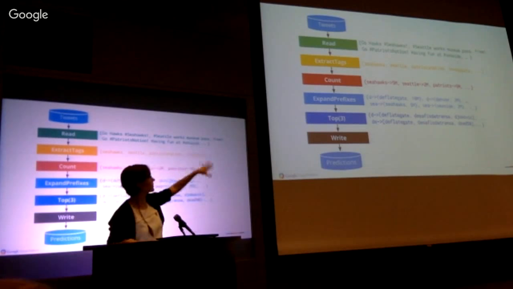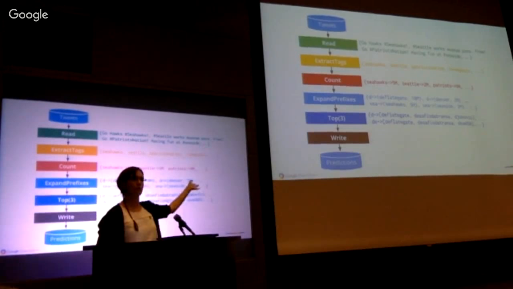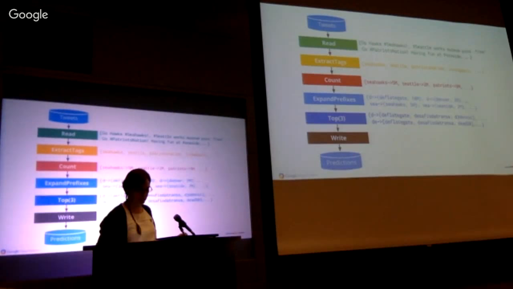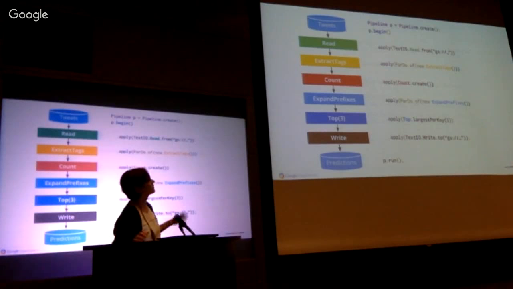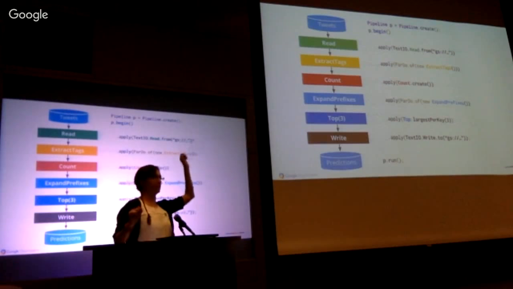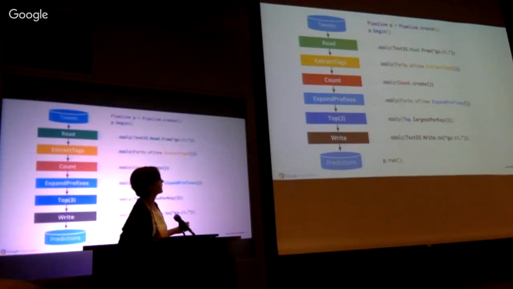Okay? So this is what we're doing. Sounds good? Okay. So how does the code look like? Well, we have a pipeline. We begin the pipeline. We will read from the GS bucket, in this case.